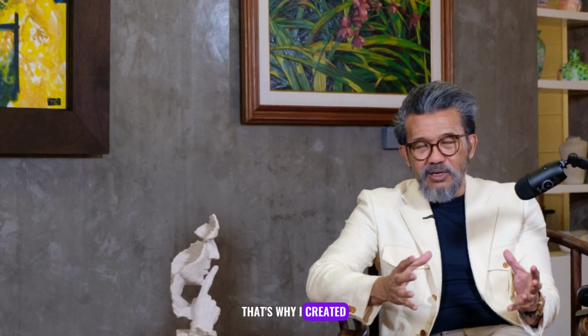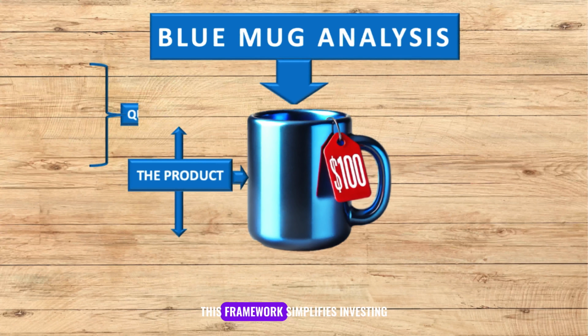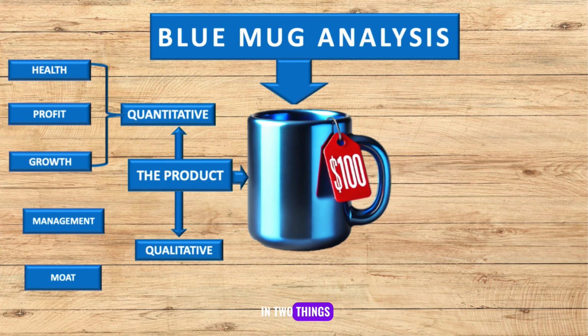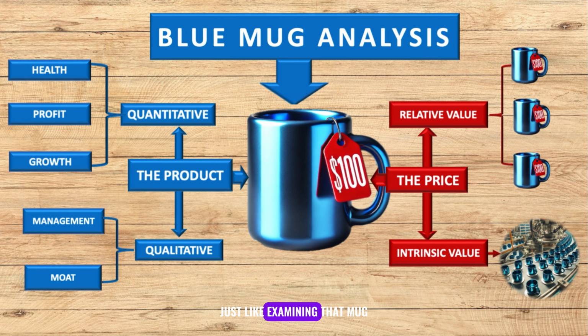That's why I created what I call the blue mug analysis. This framework simplifies investing into 2 things: evaluating the quality of the business, just like examining that mug, and assessing whether the price makes sense, just as important as checking the price tag. Financial ratios, valuations, moats, and management teams serve as tools to help you answer the question of the mug quality, while relative value and intrinsic value address the question of the price tag.